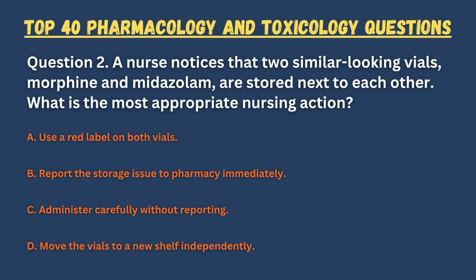Question 2. A nurse notices that two similar-looking vials, morphine and midazolam, are stored next to each other. What is the most appropriate nursing action? A. Use a red label on both vials. B. Report the storage issue to pharmacy immediately. C. Administer carefully without reporting. D. Move the vials to a new shelf independently.